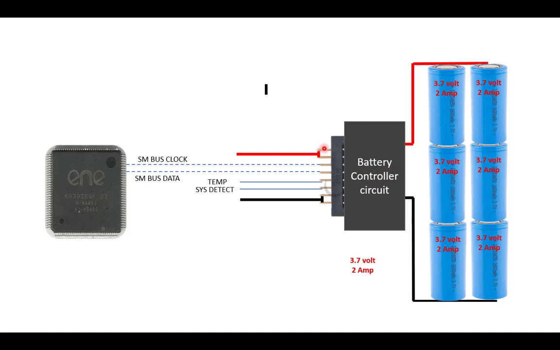So how do we know that the battery is connected to the motherboard? There is one pin called system detect, and this pin is connected to the ground. When this pin is connected to the ground, at that time the battery shows its output voltage. Okay, so this is the basic concept which I explained, of how the battery functions. Now we'll see how the battery charges.